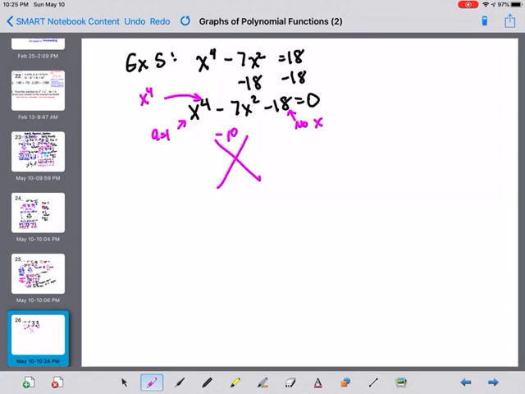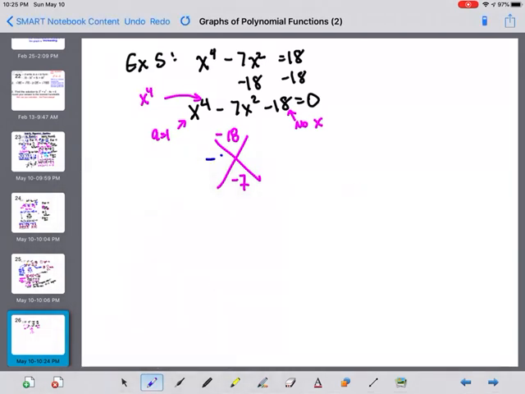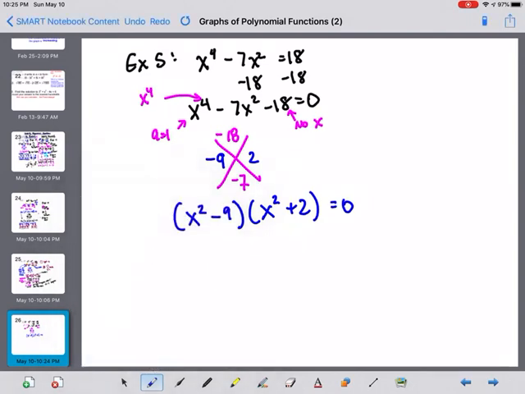So those are the things that tell us I jump right into my x factor game. Negative 18 on top, negative 7 on bottom. I say what multiplies to negative 18? Well, I realize that that's negative 9 and positive 2. So when I set it up, it's x squared minus 9 and x squared plus 2 equals 0.